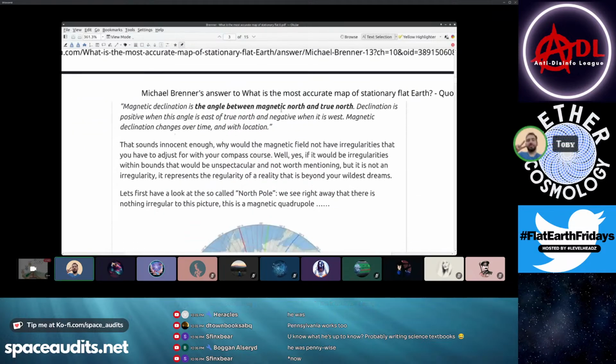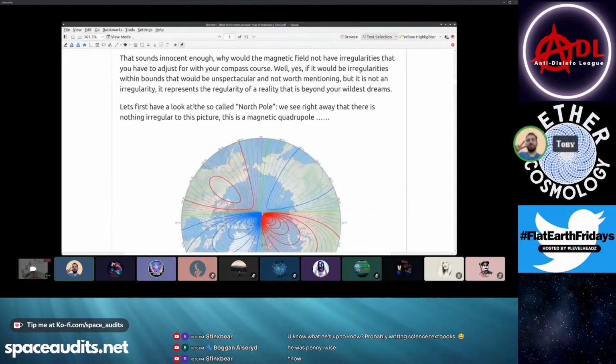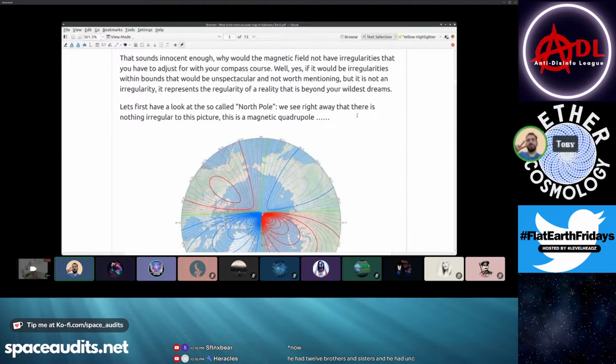Magnetic declination is the angle between the magnetic north and true north. Declination is positive when the angle is east of true north and negative when it is west. Magnetic declination changes over time and with location. That sounds innocent enough, but why would the magnetic field not have irregularities that you have to adjust for with your compass course? Well, yes, if it were irregularities within bounds that would be unspectacular and not worth mentioning, but it is not an irregularity. It represents the regularity of a reality that is beyond your wildest dreams.